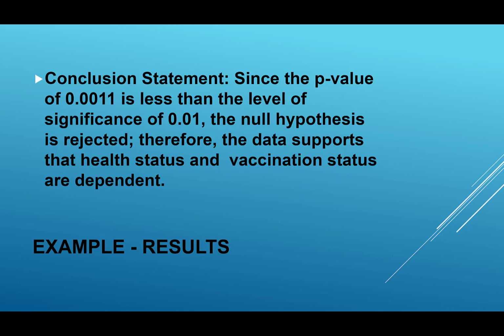The next step would be to state our conclusion. Remember that the conclusion statement has a prescribed format and consists of 3 parts. So the first part is a comparison of the p-value and the level of significance. The second part is whether the null hypothesis is rejected or not. And the third part is to say which of those 2 hypotheses the data supports and give a verbal statement for that.